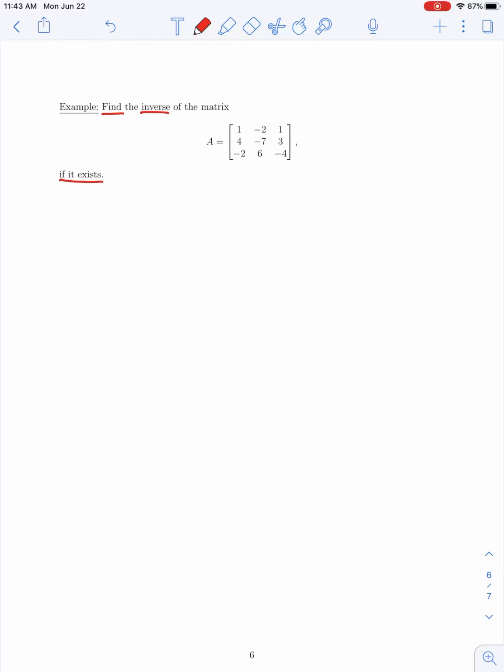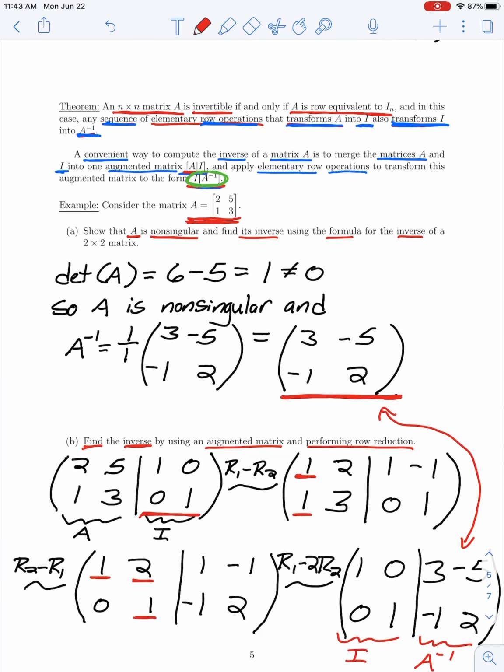Well, there is such a thing as the determinant of a 3 by 3 matrix, which we're going to introduce in the next chapter, chapter 3. But for now, if we think back to our earlier result, this previous theorem here, we say that a square matrix is invertible if and only if that matrix A is row equivalent to the identity matrix.